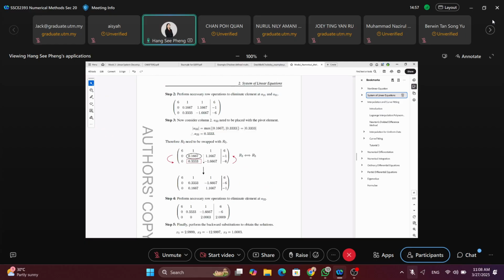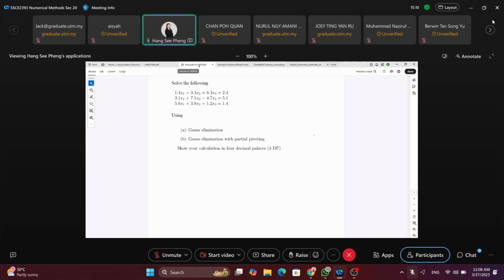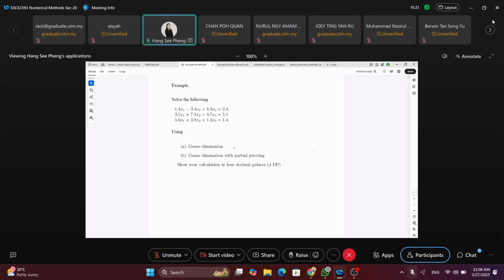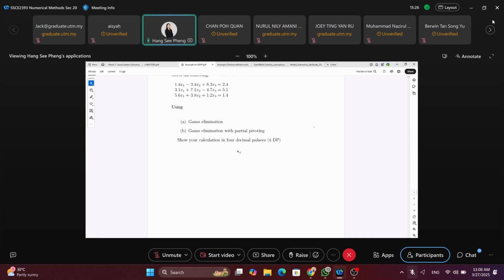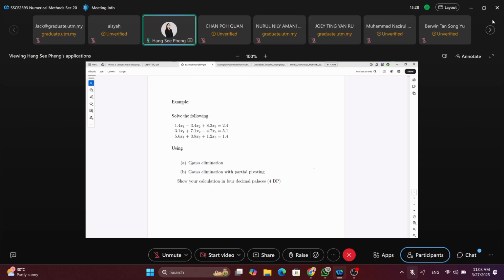Or you can use this way: from the matrix, you put an arrow, write down the operations done, and then write the new matrix that you obtain after the operations. That is also fine, so it is up to you which format you prefer. But here I will show you how to solve Gauss elimination and Gauss elimination with partial pivoting in a table. For these questions, we have two of them, so draw the table.